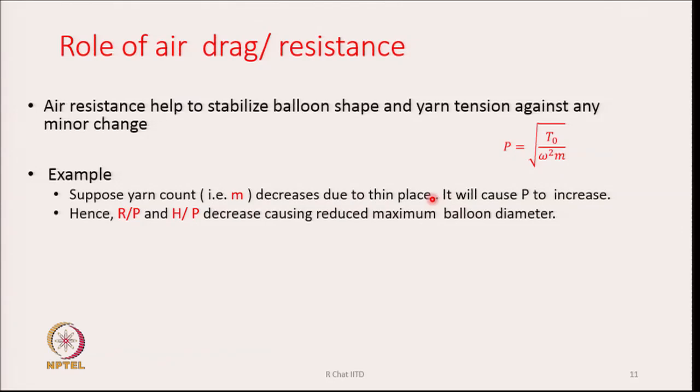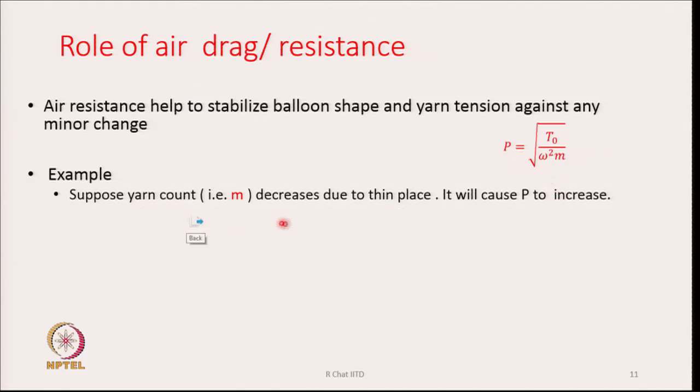which is passing through it. Not a short thin place of 1 inch or so, let us say a long thin region is passing. So, there is a sudden change in the mass per unit length of the yarn. What is going to happen? It will cause P to increase. If m decreases, then P is going to increase because m is in the denominator. Hence, R by P and H by P both will decrease because P is going to increase, R value is fixed and H value is also fixed. So, if P is going to increase, both of them are going to decrease.